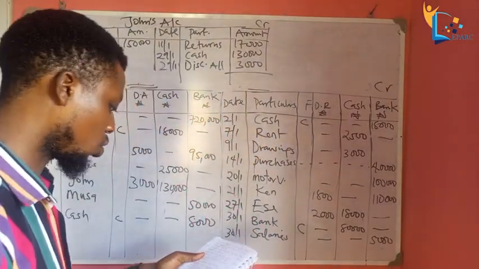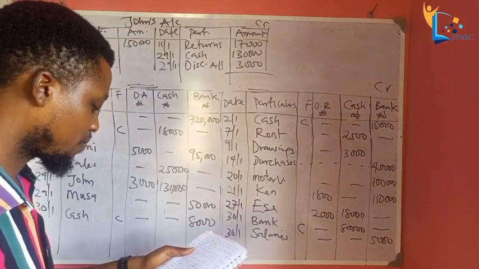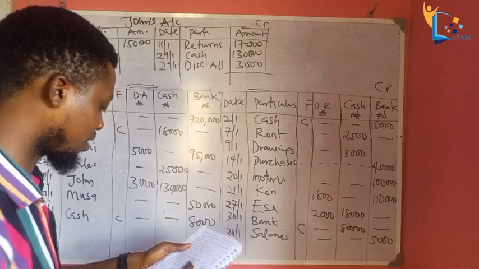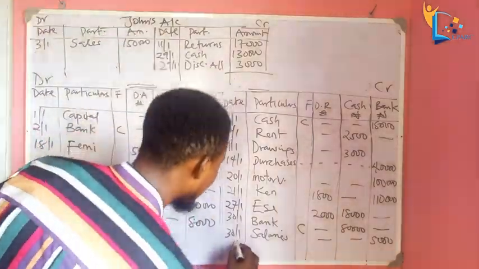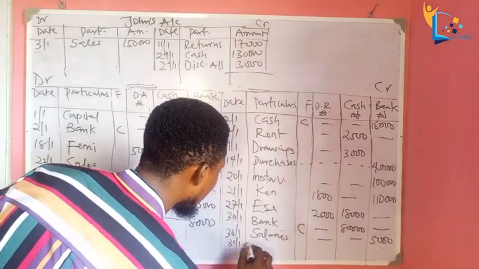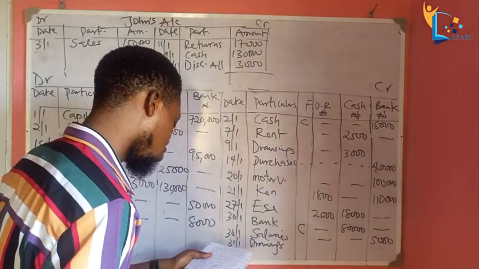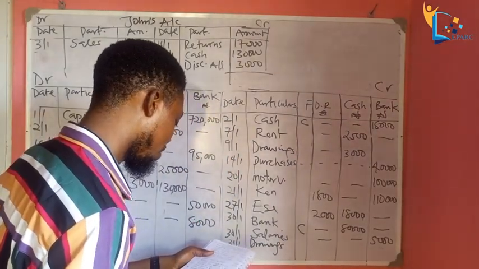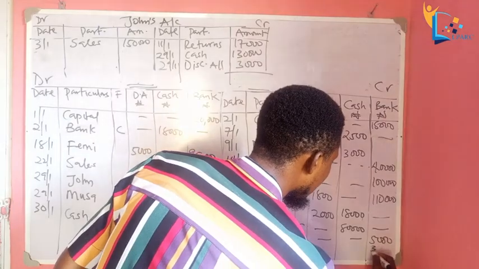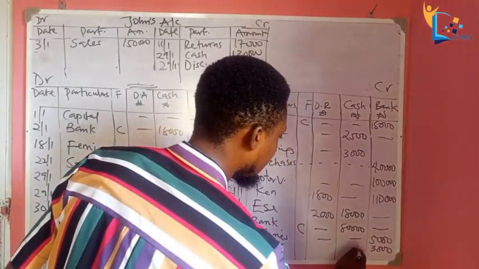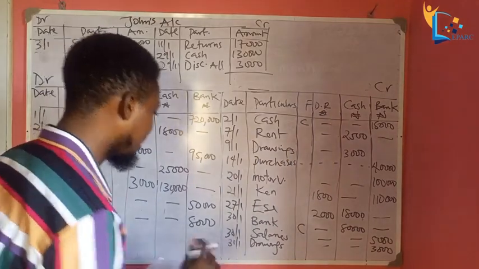Okay. Then withdraw cash from bank to pay his son's school fees. This is drawings now, 31st. Drawings. Withdraw cash from bank to pay his son's school fees, 3,000. Withdraw from bank, 3,000. Okay. Then 31st again, paid Ada by check.